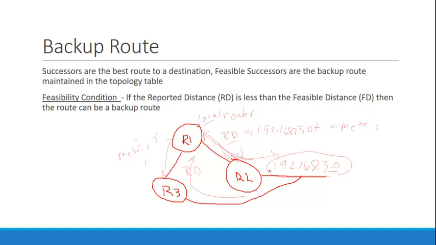If those metrics are exactly the same, they have the same feasible distance, both of those routes will be in the routing table. Okay.